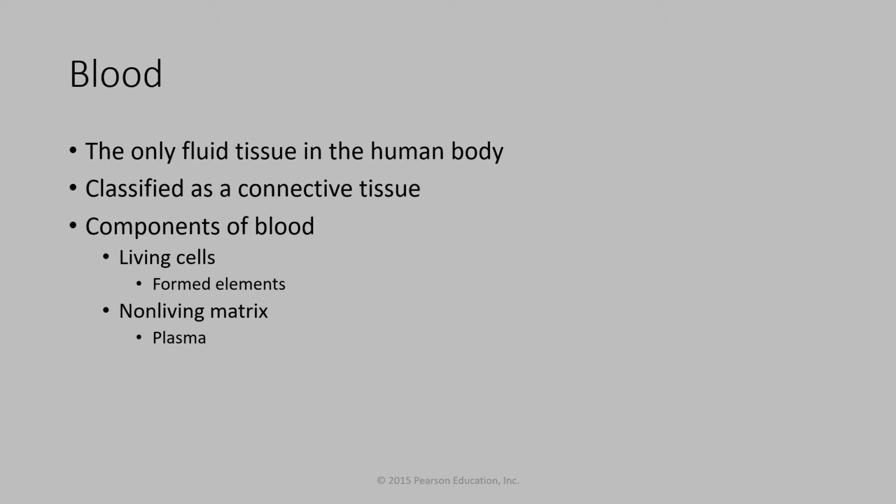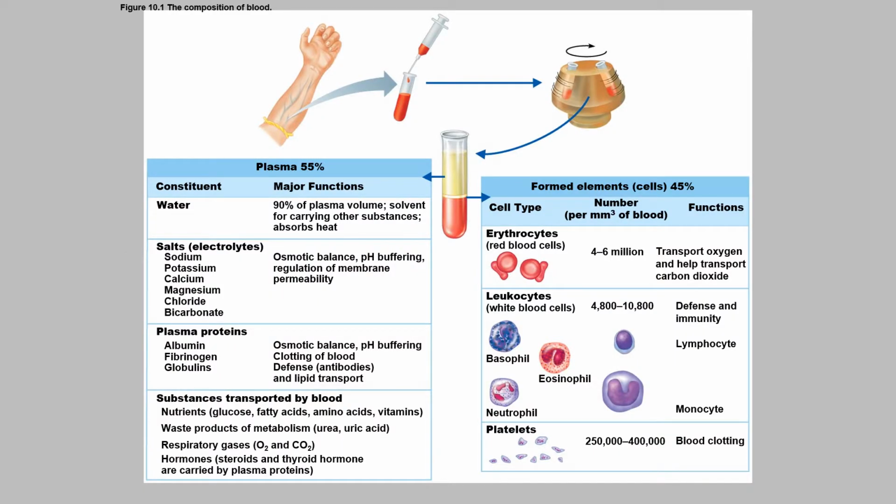Components of the blood, you have the living cells, which are known as the formed elements, and then you have that non-living matrix, or the plasma. The plasma, when you look at it, composes about 55% of the blood. The major component of it is water, but it does also contain things like salts, various electrolytes, sodium, potassium, things like that. It does contain some proteins, and there may be some other substances such as all of your nutrients, waste products, oxygen, carbon dioxide, and hormones that are being transported.